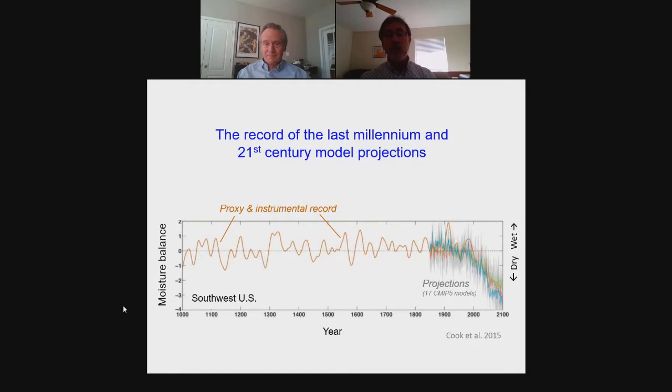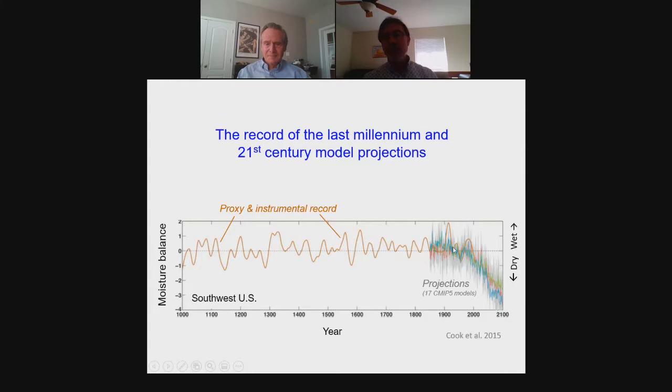Okay, so this is from the first paper, that 2015 paper, and I want to show you in a straightforward way. Again, we have on the y-axis dry down, wet is up. Instead of drought index, we call it here moisture balance. Different ways of looking at the same thing. And on the x-axis, we're going from the year 1000 to the year 2100. In brown is the proxy record and the instrumental record. This is for the Southwest US, of which Texas was part of this study region.